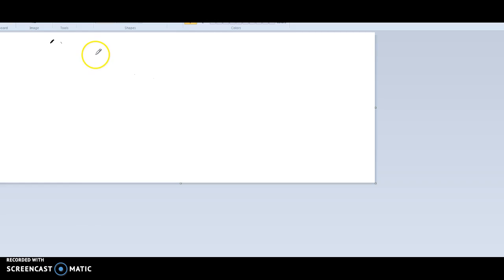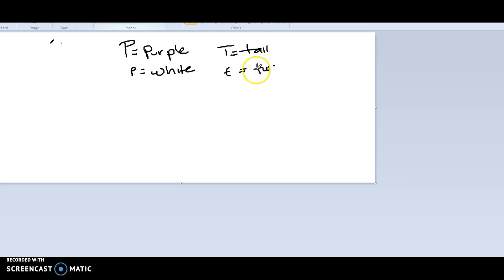The first question says, let P equal purple flowers and p equal white flowers, and T equals tall plants and little t is dwarf. What would be the appearance of a plant with the genotype big P, little p, big T, little t? Well, we know that big P is purple and we know that big T is tall. So although they're heterozygote for both characteristics, they would be purple and tall.